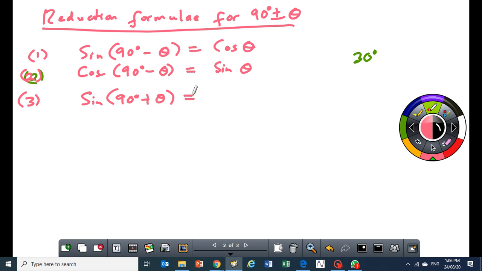Sine 90 degrees plus theta. This 90 plus theta is going to be in the second quadrant. And in the second quadrant, sine is positive, but cos is negative. The good thing is we can write sine 90 plus theta using cos, and this is equivalent to cos theta. Check it on your calculator.